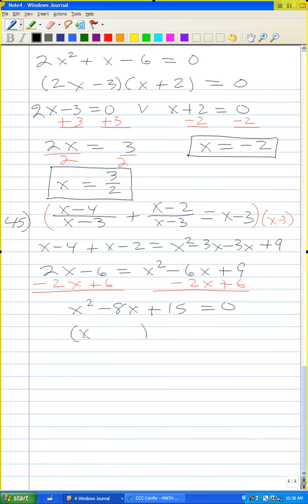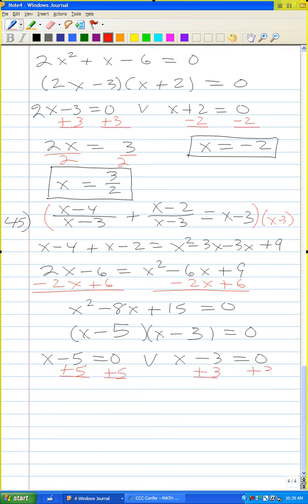Factor. It's a monic polynomial, so it factors nicely. Bring down the minus sign. Minus times plus is minus. I want to find two whole numbers whose product is 15 and whose sum is 8. 5 and 3. Set each factor to 0 and solve for x. Add 5 to both sides of your equation. And so x is equal to positive 5. Add 3 to both sides of the equation. So x is equal to 3.